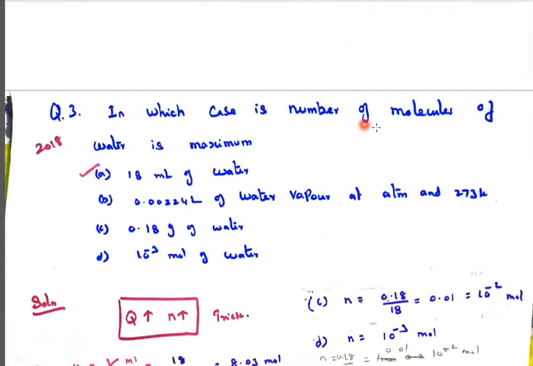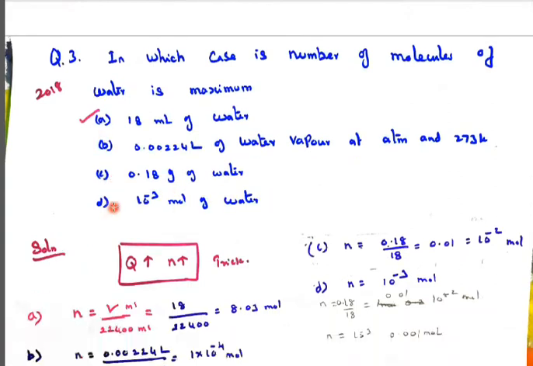In which case is the number of molecules of water maximum? In 2018, they repeated this question. 18 ml of water, 0.00224 liter of water vapor at temperature 273 Kelvin, 0.18 gram of water, and 10 to the power of minus 3 mole of water. Let us see the same concept trick to find out the number of moles. If the number of moles increases, the quantity also increases.